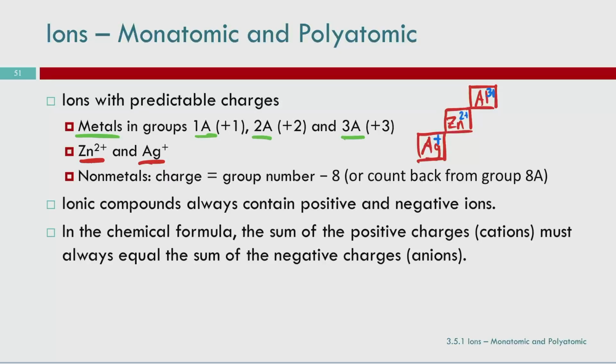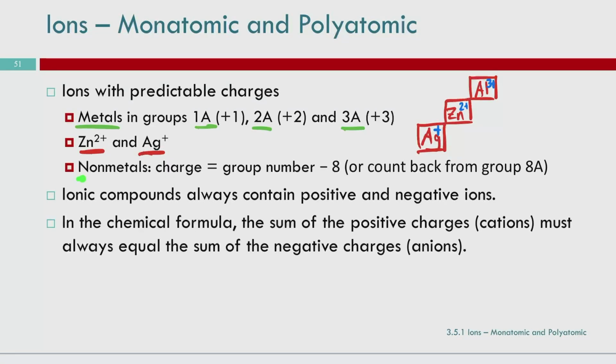For our nonmetals, so things more on the right side of the periodic table, nitrogen and over, those are typically going to form a charge that is their group number minus 8. And this is the A designation group number. Or you could also count how far they are away from group A.